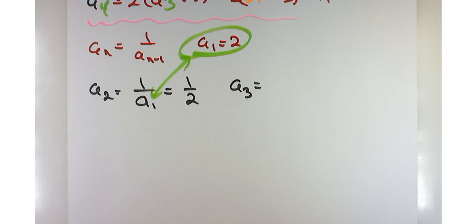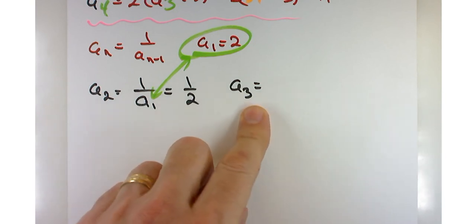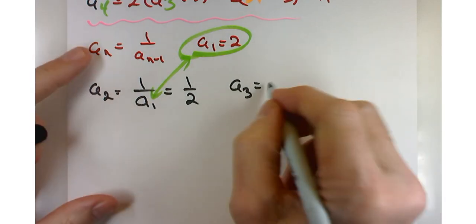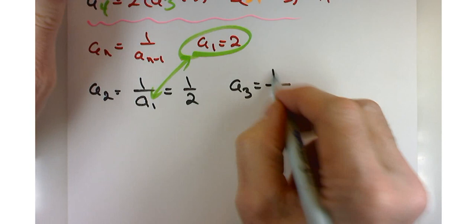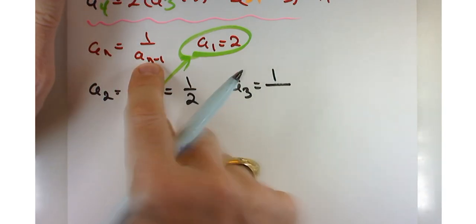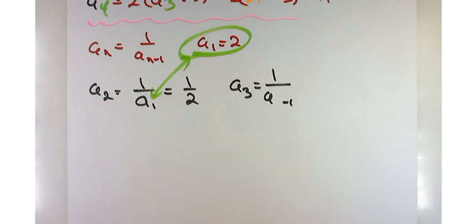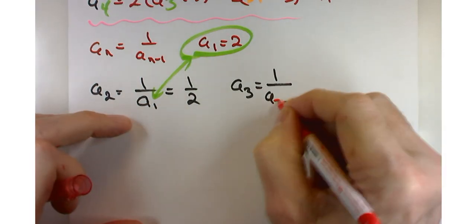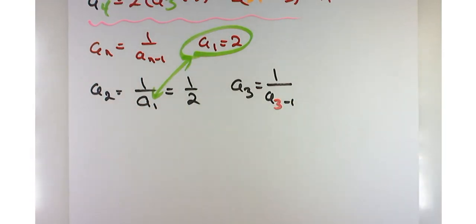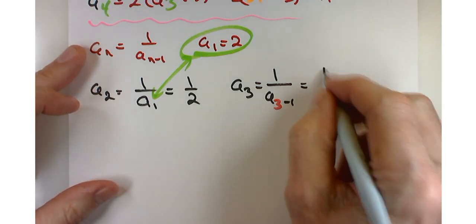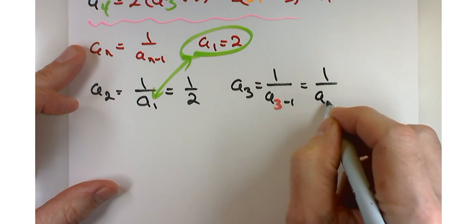Okay, let's try another one. A sub 3 is going to be 1 over what? 1 over a sub 3 minus 1. I'll actually write it out here. You've got that 3 there, 3 minus 1. All right, without your graphing calculators, help me out. What's 3 minus 1? 2. So 1 over a sub 2.